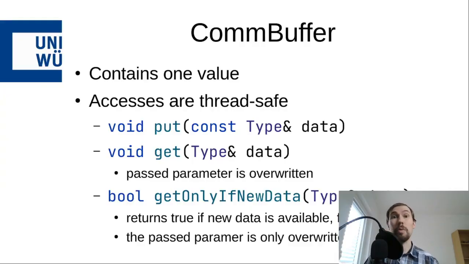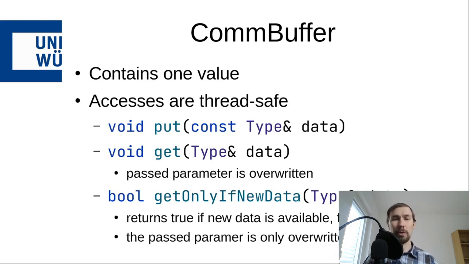FIFOs store a number of elements, but not in every case is it useful to have a list of values one by one. That means you have to read them and process them sequentially. There are cases where you want to only process the latest value. For example, if you have some sensor value, like the temperature, you might only be interested in the latest value and not in the history of values if you have not processed every value already. In this case, you can use the COM buffer instead of the FIFO.